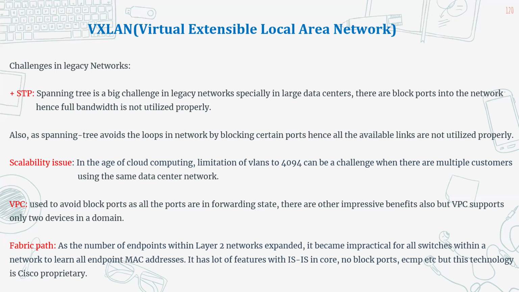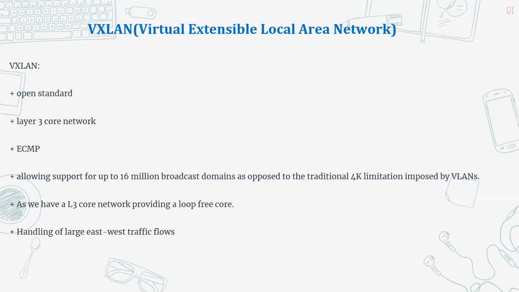But the problem with FabricPath is that this particular technology is Cisco proprietary. Only Cisco devices support FabricPath, right? That is why we need something else, and for that we have VXLAN, because VXLAN is an open standard. We have a layer 3 core, so we do not need to worry about the spanning tree protocol or blocked ports, because we are not running spanning tree. All the interfaces will be layer 3 interfaces and all of them will be participating. So there is no blocked port concept in the VXLAN fabric.